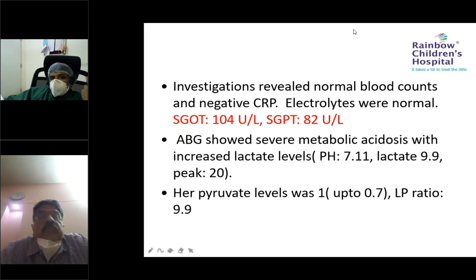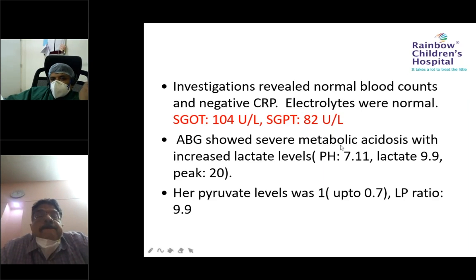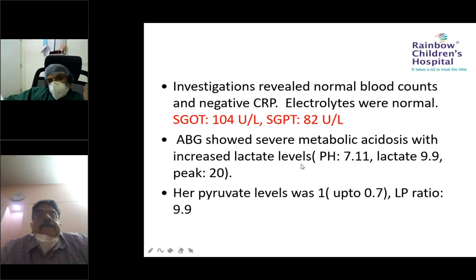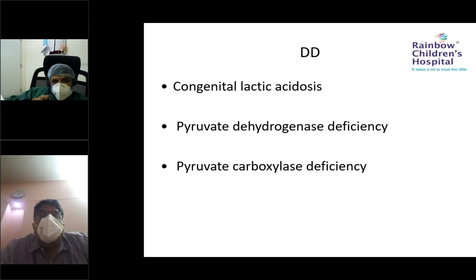So the investigations revealed normal blood counts and a negative CRP, so that ruled out sepsis. Electrolytes were normal, and there was elevation in the serum transaminases. When we did the blood gas, it showed severe metabolic acidosis with very high lactate levels. The pH was only 7.11. The lactate is very high. And during the course of the hospital stay, this baby's lactate level reached almost 20. Right? And the LP ratio was almost normal. So this was the differential diagnosis we thought of. Probably it was a congenital lactic acidosis, or a pyruvate dehydrogenase complex deficiency, or a pyruvate carboxylase deficiency.